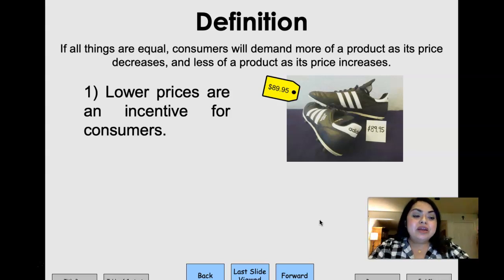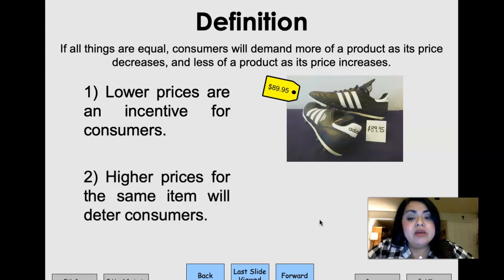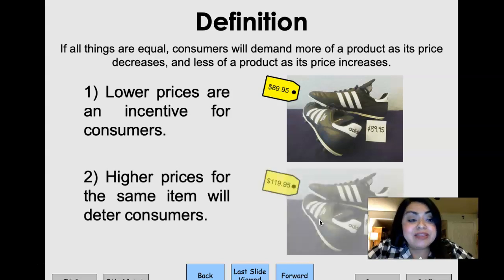So demand is not just about price, but it's almost always about price. If it's regular people, the common person like you and me, then it's usually about price. Lower prices make the demand go up. Higher prices make the demand go down.